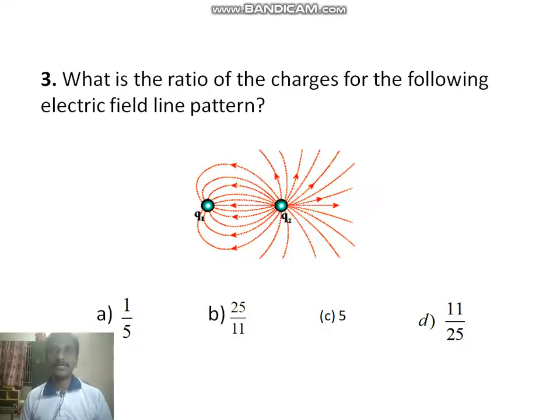Okay, now we are going to discuss the third question, and it is a very, very simple and easy problem. You are just going to count the electric lines, that's all. What is the ratio of the charges for the following electric field line patterns that is given? The options are 1 by 5, 25 by 11, 5 and 11 by 25. Electric lines are lines of force. So due to that we are going to calculate the electric flux lines.